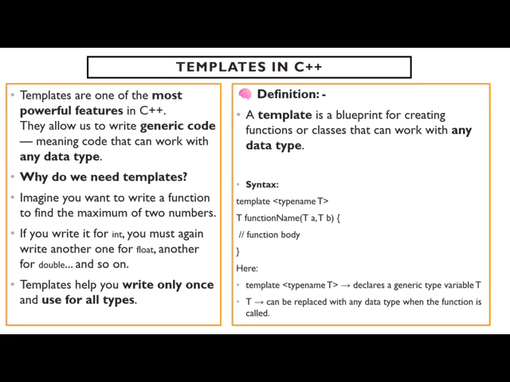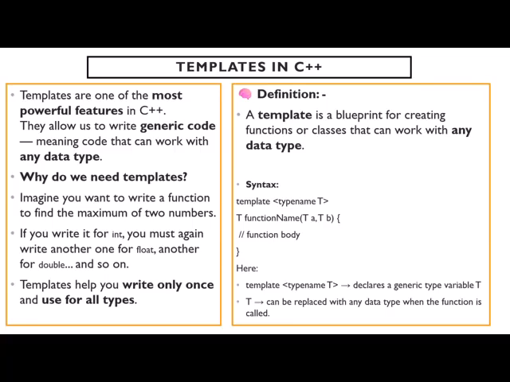So, what exactly are templates? Templates in C++ let us write generic code, meaning code that can work with any data type. Imagine you want to write a function to find the maximum of two numbers. Once you'll write it for integer, once you'll write it for float, and so on. That's a lot of copy paste, right? Templates solve this problem beautifully. They let you write that logic once, and C++ automatically adapts it for different data types.